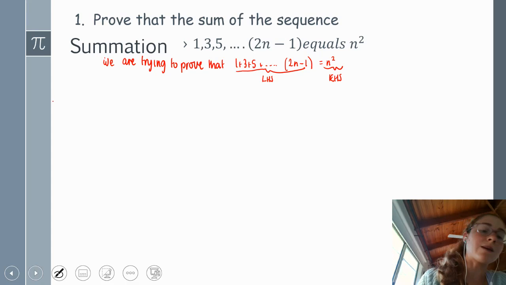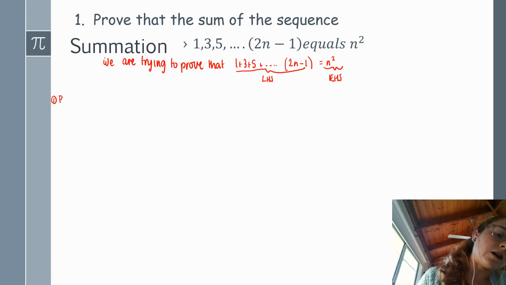Let's start with step 1. So we don't prove, we check it's true for the smallest value of n.